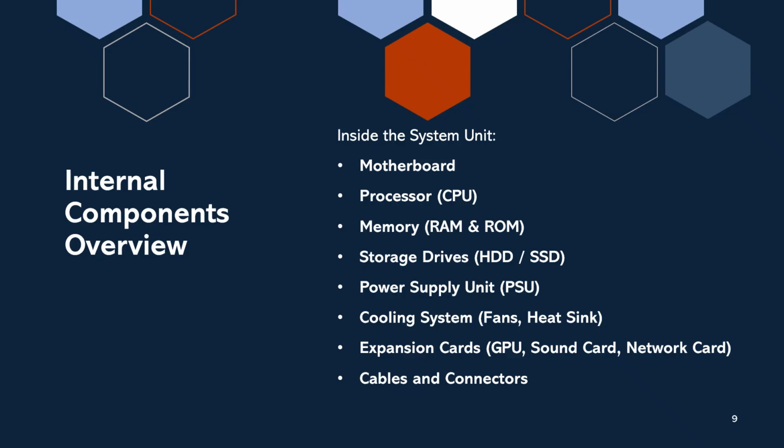Internal components overview. Inside the system unit, what we have is the motherboard, as I said earlier, processor (CPU), memory (RAM and ROM), storage drives (HDD and SSD), power supply unit, cooling system, expansion cards (sound card, network card), cables and connectors.